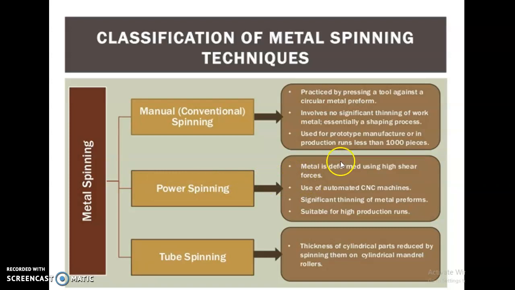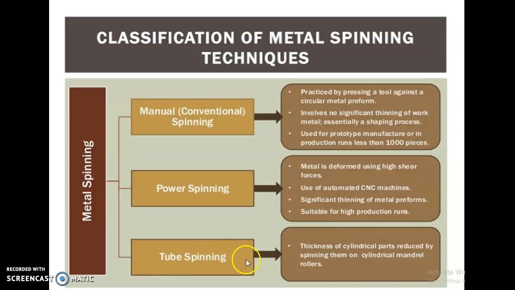Power spinning is used when metal is deformed using higher shear forces, with automated CNC machines and significant thinning of metal preforms. It is suitable for high production runs. If the production rate is high, you need to use power spinning.